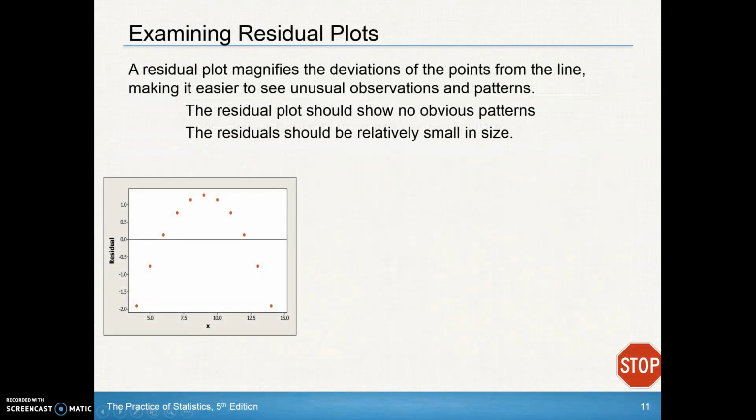Okay. Here's an example where there is an obvious pattern. This is a residual plot. Again, we can tell because it's residual versus the explanatory variable, so this is some generic data. But looking at this, there's certainly an obvious pattern. So a linear model would not fit the original data well.